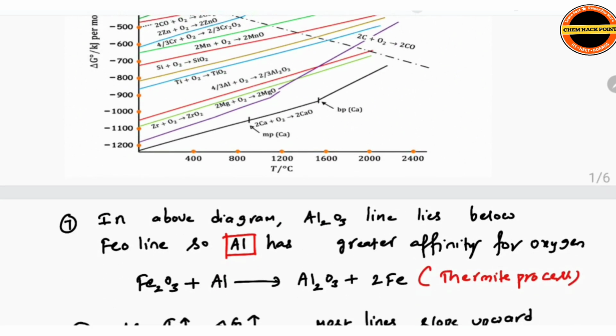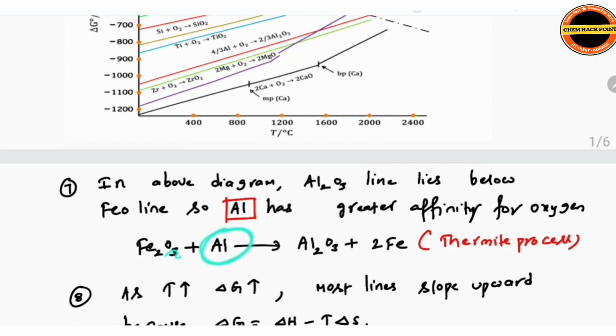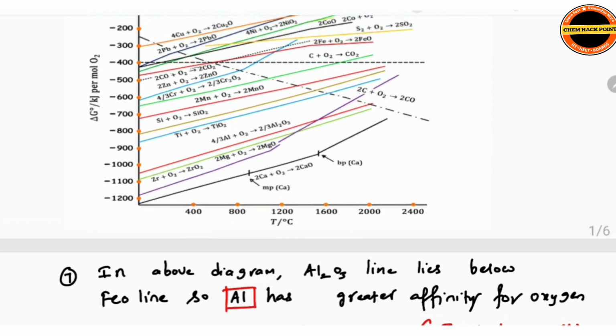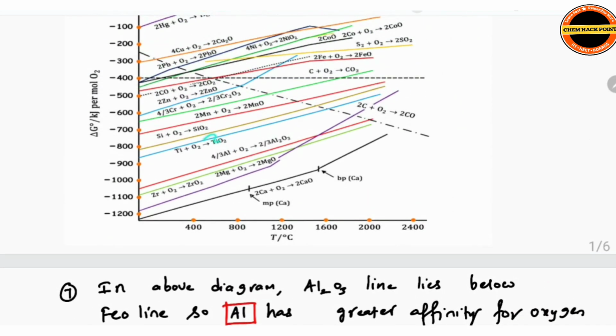So hence Al has greater affinity for oxygen, hence it can reduce. Here aluminum is acting as the reducing agent. It can reduce Fe2O3 and convert it to Al2O3 plus Fe. This is the thermite process, we already discussed this reaction. So whichever point is lower in the Ellingham diagram, that particular metal has the tendency to reduce the oxides above.